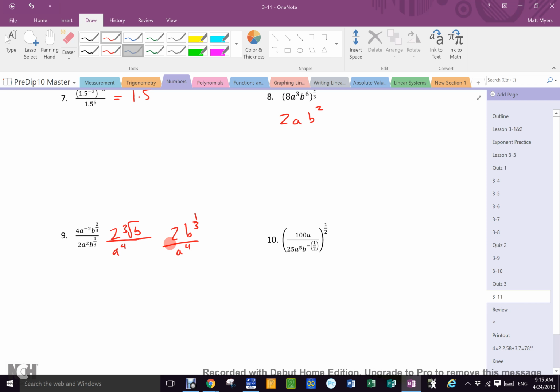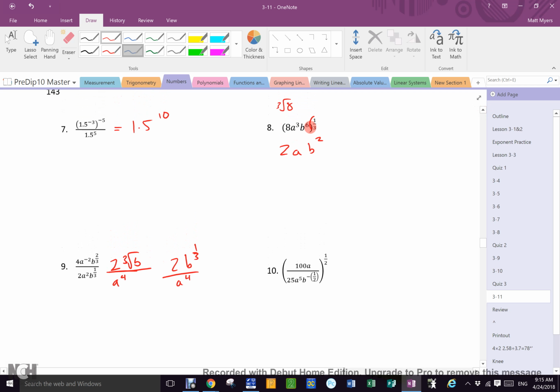On number 8, it says you had 2 there. The cube root of 8. Well, the 1/3 has to go to everything inside, right? Yeah. And 8 to the 1/3 is the cube root of 8 to the first power, and the cube root of 8 to the first power is 2. Okay.